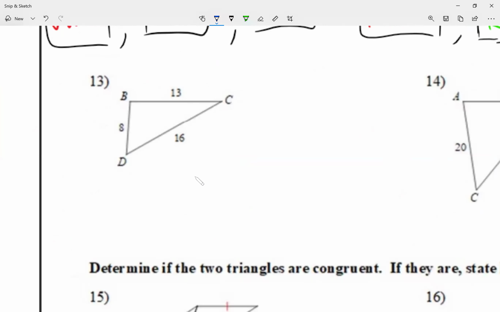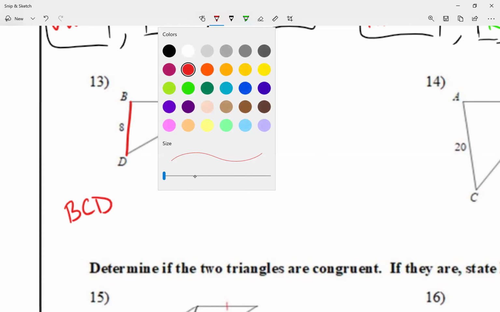Okay. What's the smallest side? The smallest side is 8, which is opposite, and remember, opposite means far away. It's opposite from that corner. So I'm going to use all three letters, letter C in the middle. So I'm going to call this BCD. If you call it DCB, you're fine. All three letters, C in the middle.